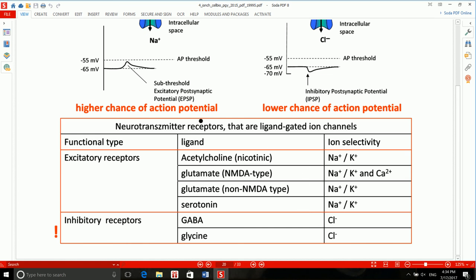And the examples that I think are important are the GABA receptor, whose ligand is, well, GABA, and the acetylcholine and glutamate receptors. I didn't memorize serotonin and glycine, but if you want to memorize them, go ahead and do it. There would be no harm.